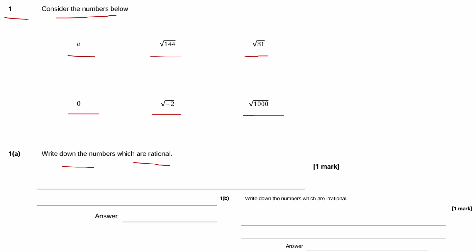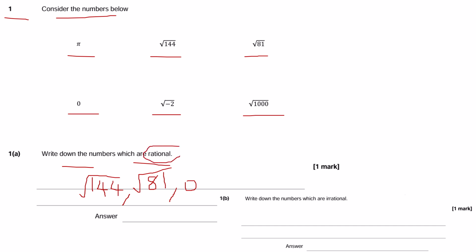So rational would be the square root of 144, because that will give you 12, and 12 can be written as 12 over 1. The square root of 81 is rational because it gives you the number 9, a whole number. 0 is a rational number, it's just an integer. They are the three numbers here which are rational.